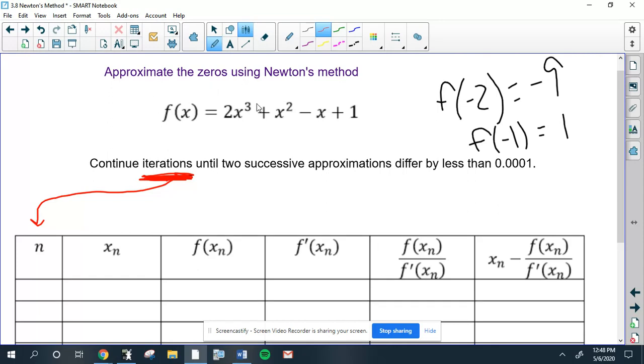We're going to approximate the zeros of this function, and we're going to continue the iterations until two successive approximations differ by less than 0.0001. By iterations, that just means the number of times you did it. I've already calculated f of -2 for this function to be -9 and f of -1 to be 1. So by the intermediate value theorem, the zero has to occur between -2 and -1.